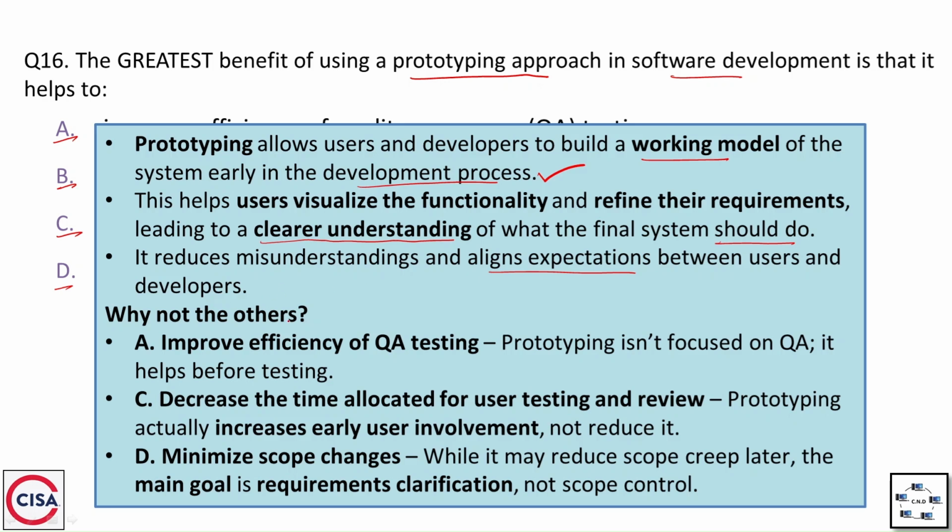Why not the others? Option A, improve efficiency of QA testing. Prototyping is not focused on quality assurance, it helps before testing. Option C, decrease the time allocated for user testing and review. Prototyping actually increases early user involvement, not reduces it. And option D, minimize scope changes. While it may reduce scope creep later, the main goal is requirements clarification, not scope control.